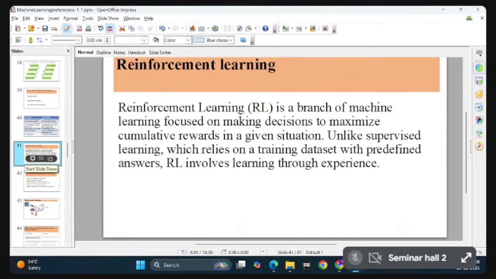Next, reinforcement learning. What is reinforcement learning? Is it supervised? Is it unsupervised? Is it semi-supervised? Is it reinforcement learning? I will tell you the answer, listen here. Stop writing. This is the question asked by most of the interviewers. What is reinforcement learning? Tell me.